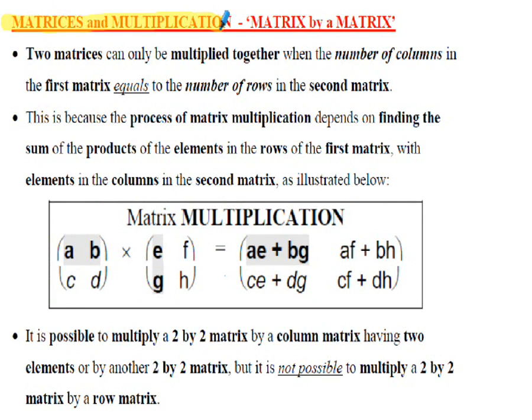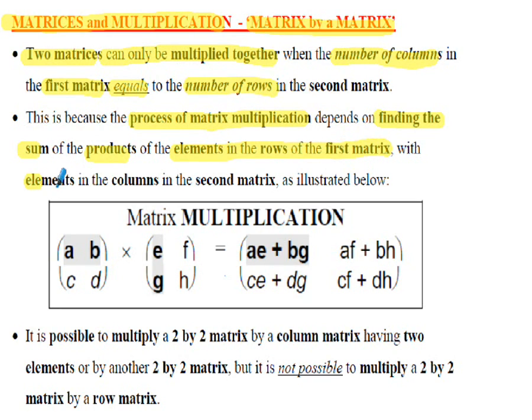Matrices and multiplication. That is a matrix by matrix multiplication. Two matrices can only be multiplied together when the number of columns in the first matrix equals the number of rows in the second matrix. This is because the process of multiplication depends on finding the sum of the products of the elements in the rows of the first matrix with the elements in the columns of the second matrix, as illustrated below.